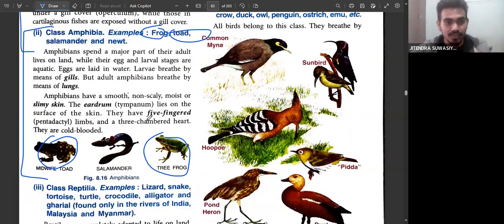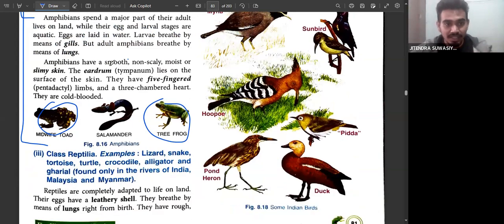So amphibians have a smooth, non-scaly, moist or slimy skin. The eardrum, the tympanum, what is called the ear, we also have a tympanum membrane in our ear, lies on the surface of the skin. They have five-fingered pentadactyl limbs. If you talk about five fingers, can we say that we are pentadactyl? Yes, we can say, because we also have five fingers.